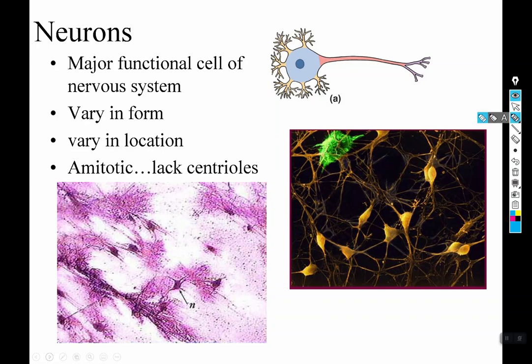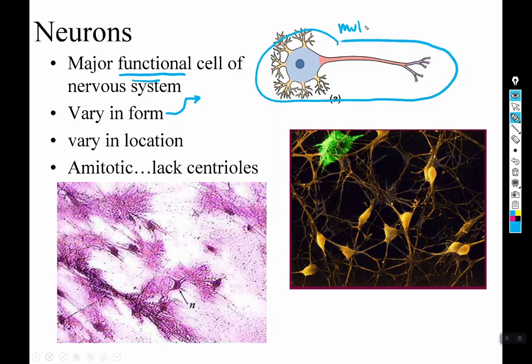So neurons are the major functional unit of the nervous system. They vary in form, meaning there's lots of different shapes. So I mentioned unipolar earlier for sensory. This kind of neuron is multipolar. That's the shape name for this appearance of a neuron. So we'll get into that a little bit more later, but I just want to keep giving you previews. So they vary in form. They also vary in location. There's some in the CNS, there's some in the PNS. Which shapes they take a little bit depend on whether they're in the CNS or the PNS.